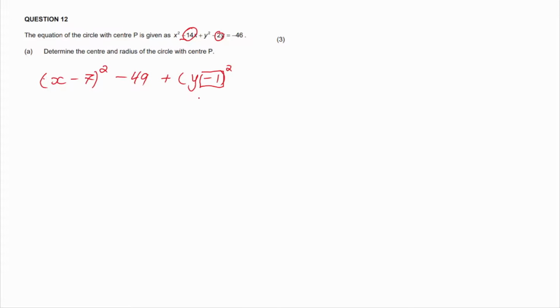If we square negative 1, we create positive 1, so we need to take that away. And then on the right we have negative 46. Cool, let's see what we have here. On the left, we just have this. Now we take all the constants to the other side, so it's going to be negative 46 plus 50, which is just positive 4, which is equal to 4.